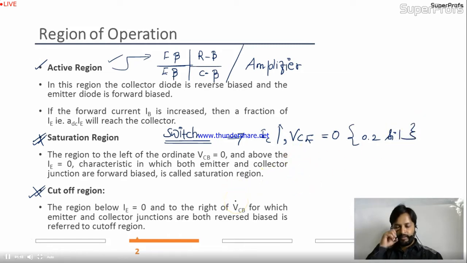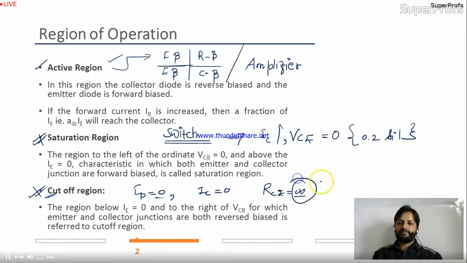Now what is the cutoff? In the cutoff, IB will be 0, so IC will be 0. Everything will be 0 in this region. So cutoff means RCE is infinity. The resistance between emitter and collector becomes very high. So this is the cutoff region. If resistance is very high over here, it means these two terminals of the BJT are open circuit, so there will be 0 current. Is it okay?